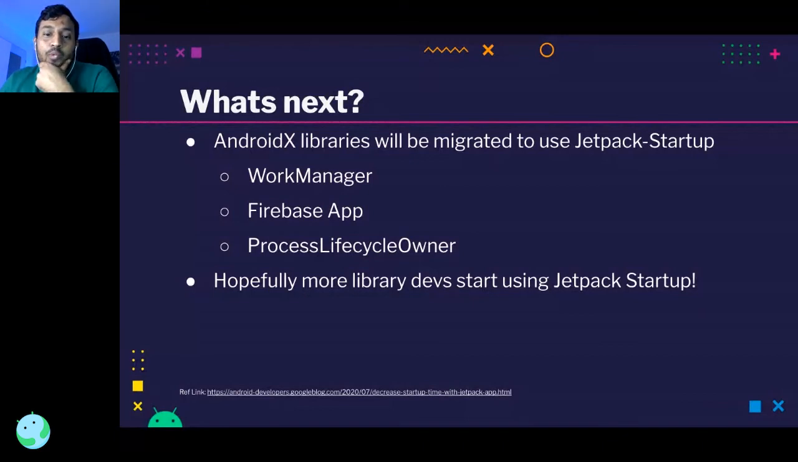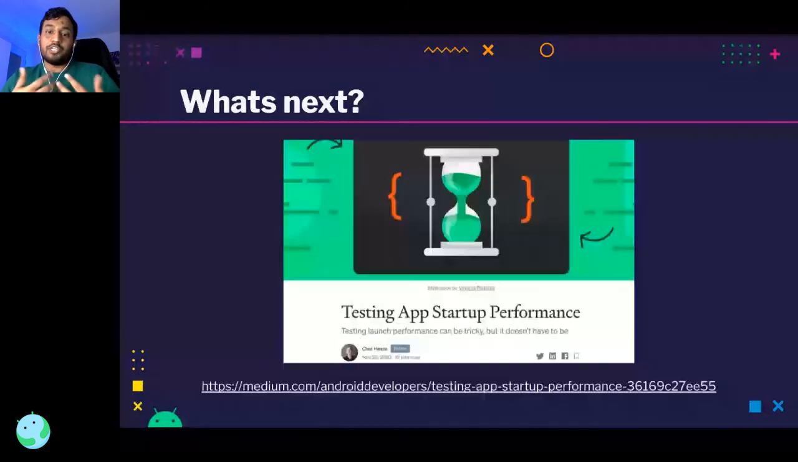One thing that I kind of could not talk about because maybe I'm running out of time, but in general, is that how do you actually measure the startup performance of your application if you integrate a library and if you remove a library?